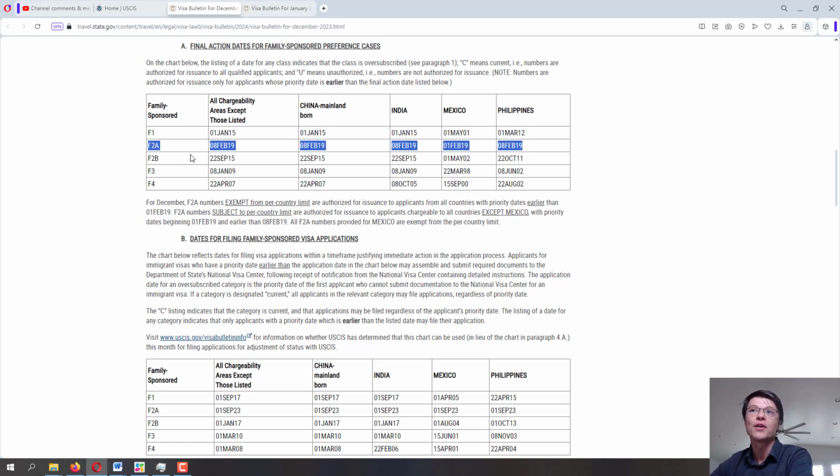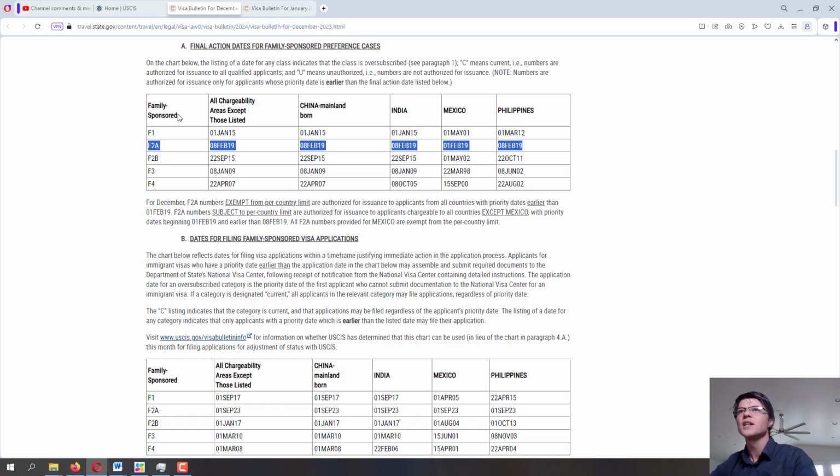So great news for everyone in F2A category. Huge movement. 9 months in 1 month. Again, it's a little bit of an overstatement, because for a long time we didn't see any movement. So overall, it is not moving as fast as we wanted to, but still, it is very refreshing. It is very good to see finally a very, very good jump forward.